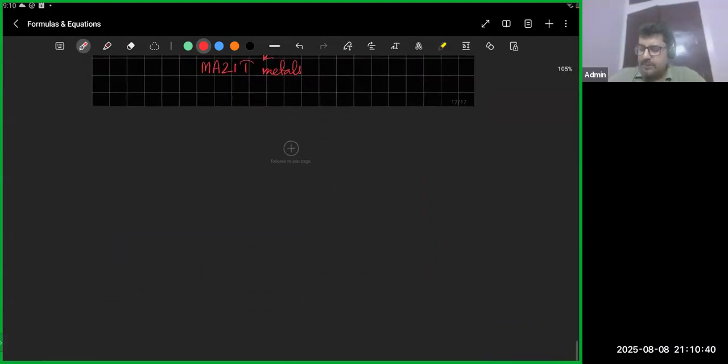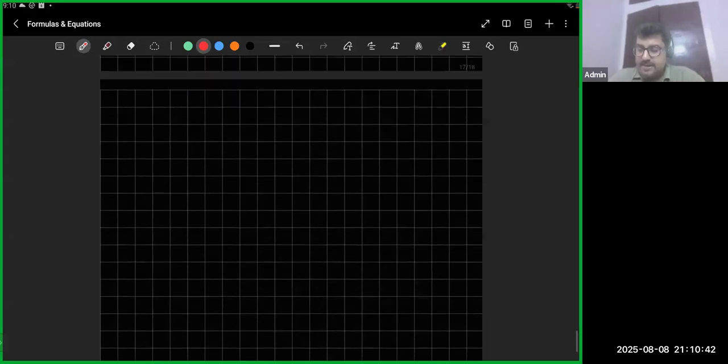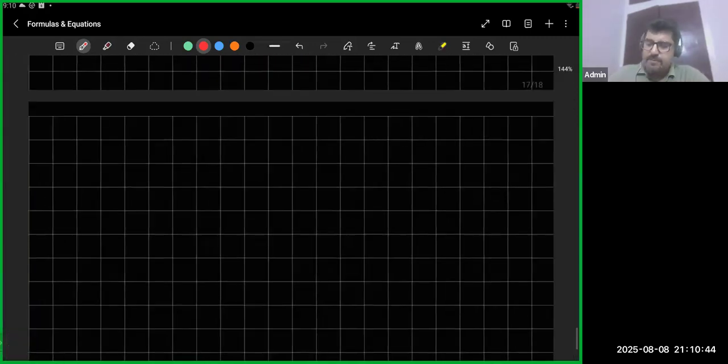So we're going to make this equation. First thing, remember this is not an acid-base equation. So I'm going to make equations for MASIT metals. Let's start with magnesium. Magnesium with an acid, for example, hydrochloric acid, that's HCl.